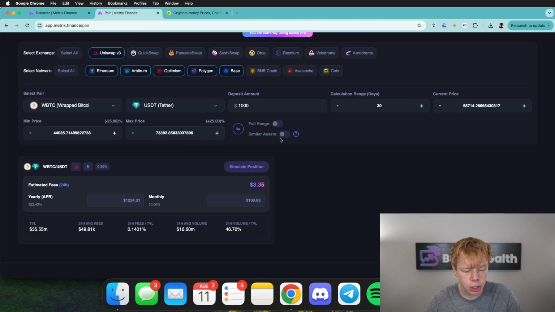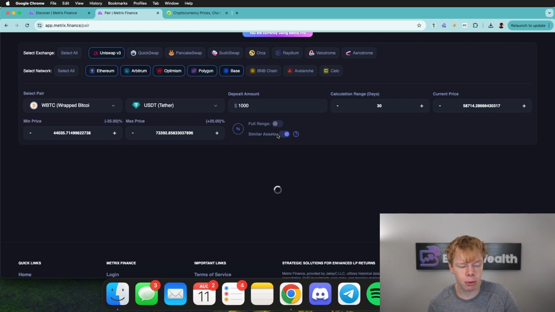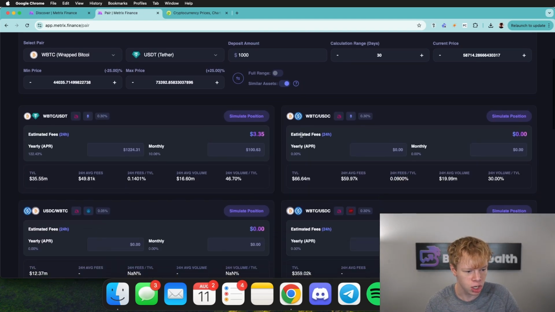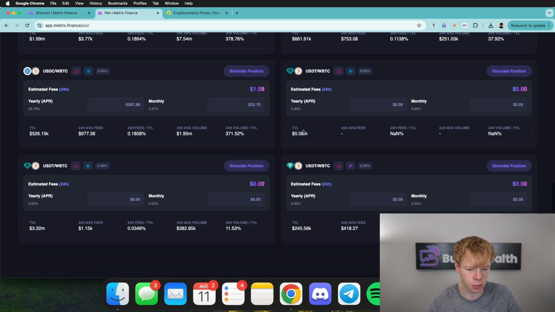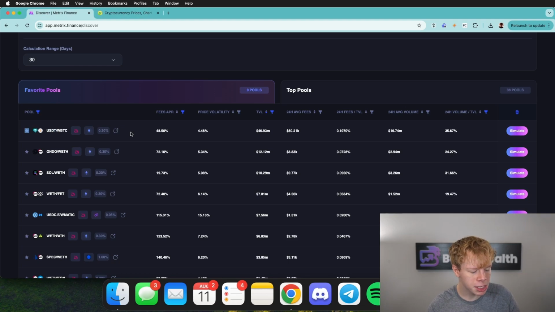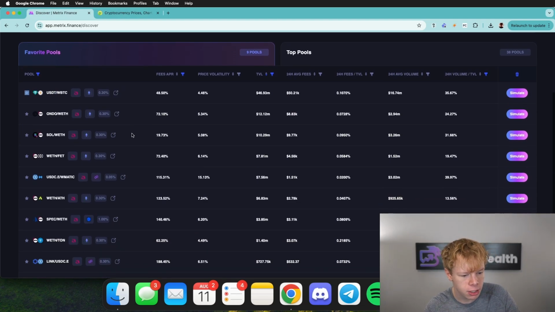Now, the next thing I'm going to do is check this little similar assets button, because that's not only going to show me Wrap Bitcoin to USDT, that's also going to show me Wrap Bitcoin to USDC, Wrap Bitcoin to DAI, basically any other derivatives of Bitcoin and any other derivatives of USD are going to be displayed here. And then we can truly identify which opportunity is going to be the best return. Now, it seems like the one on the Ethereum network is going to be the best one that we can get, so I'm just going to go ahead and leave that one on this list for now and start to narrow down these other ones.